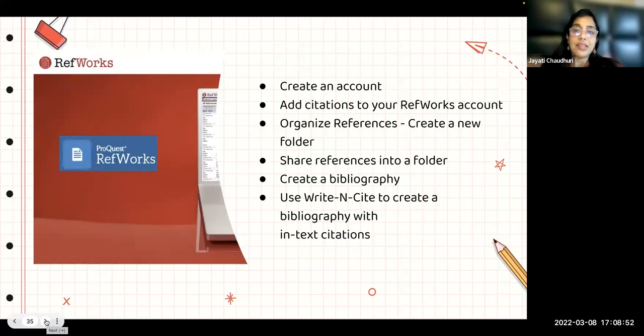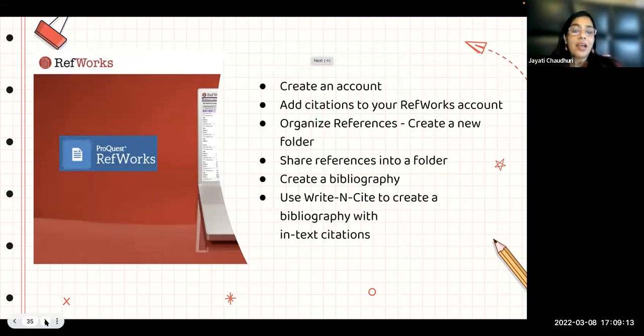through your RefWorks account. You can organize all your references within your RefWorks account, and you can create different folders based on your different classes also. And at the end of all these things, RefWorks can create your references page automatically just by click of a button.